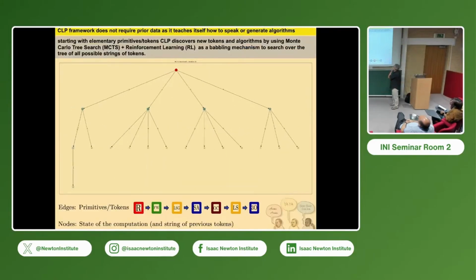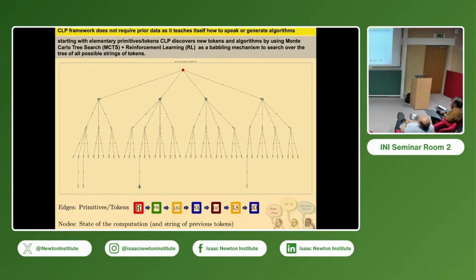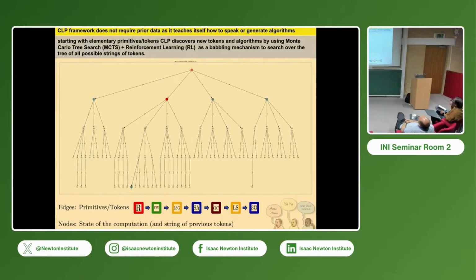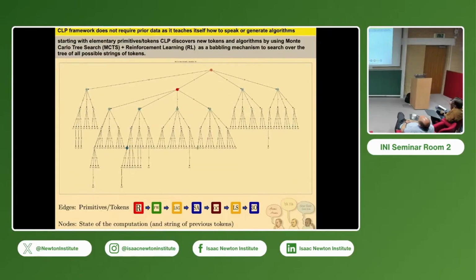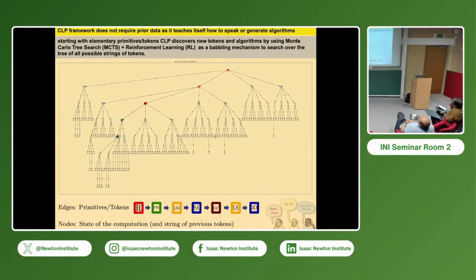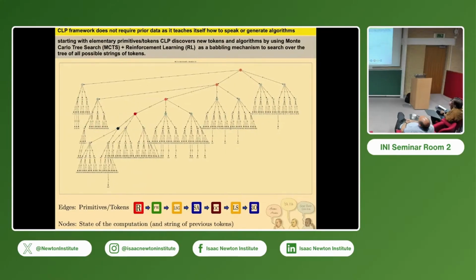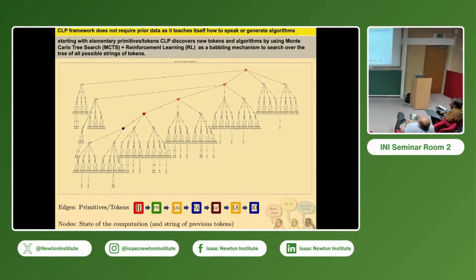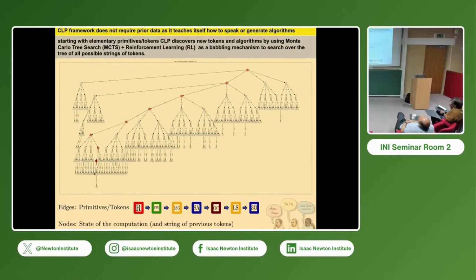Okay, now this framework does not require prior data. It's going to teach itself how to speak or generate algorithms. To do that, starting with elementary primitives or tokens, it's going to discover new tokens and algorithms by using Monte Carlo tree search plus reinforcement learning as a babbling mechanism to search over the tree of all possible strings of tokens, right? So in that tree, the edges represent these tokens or the computational actions, and the nodes represent the state of the computation. Okay?